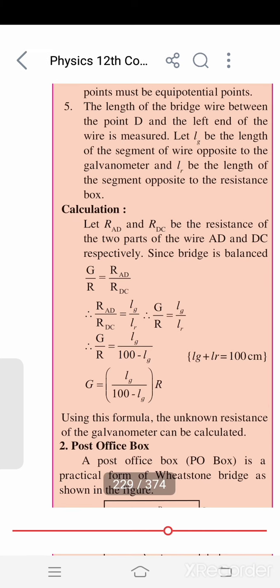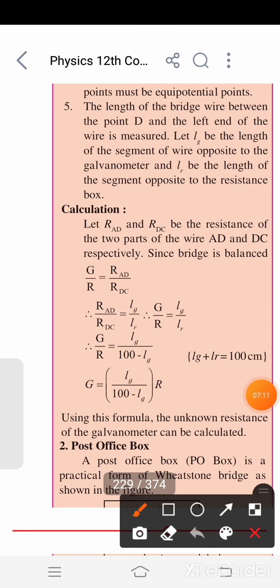Lg, that is the length between point A and balance point D, and Lr, that is the length between balance point D and end C of wire AC. That is the working of Kelvin's method, which is used to determine the resistance of a galvanometer by using a meter bridge.